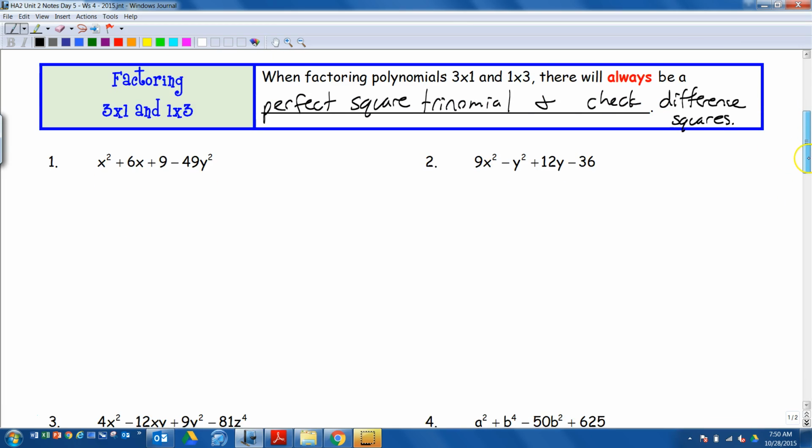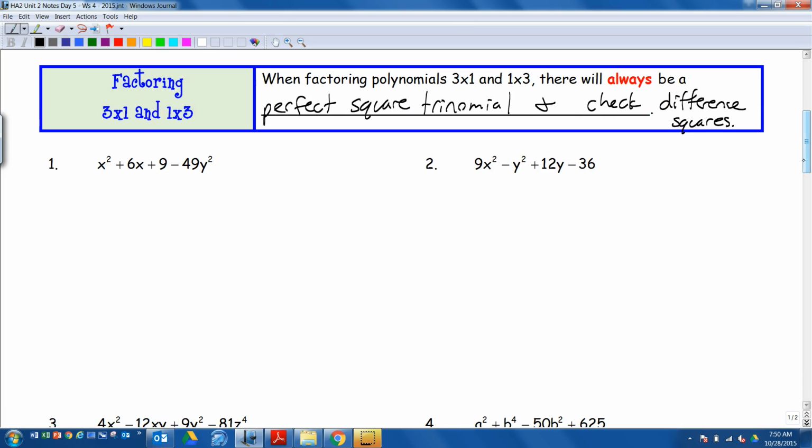So let's look at this first one. You have to identify which three pieces you can factor into a perfect square trinomial, so you can factor it into a square of a binomial. And that's kind of like when we completed the square. So if you look at these three pieces, you can factor that into an x plus 3 quantity squared, and then you have the end piece still attached.